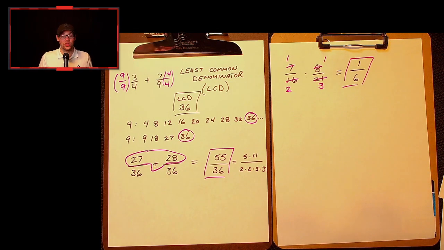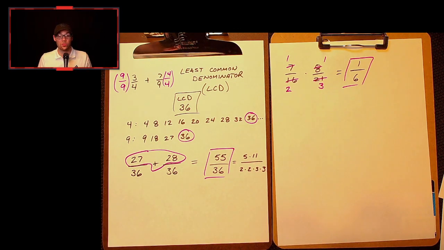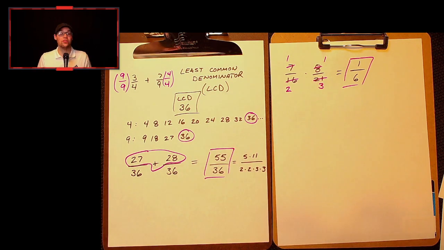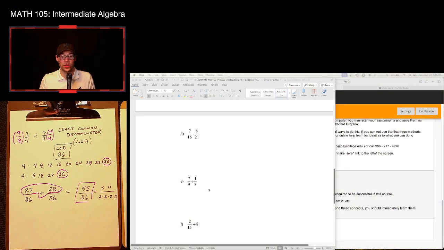So multiplication is actually easier than addition and subtraction, but the trick is we want to try and simplify first before we start multiplying, because we can end up with some bigger numbers, which will be even harder to try and simplify down. All right, so let's go ahead and take a look at a division problem.